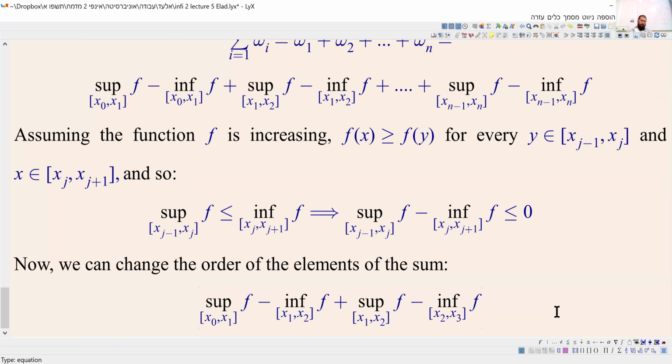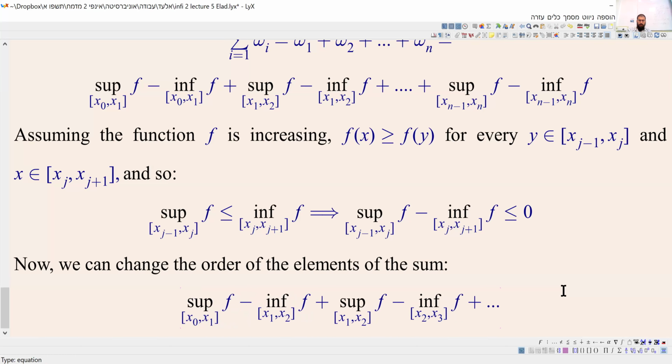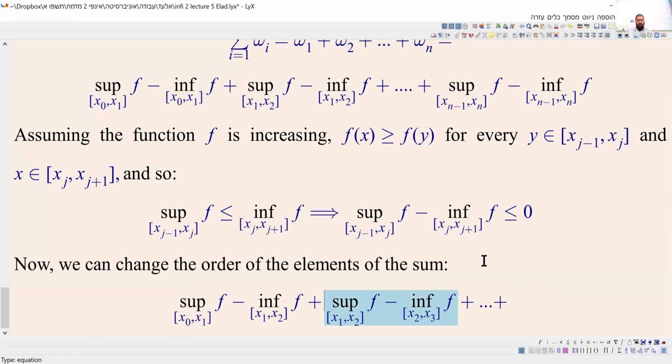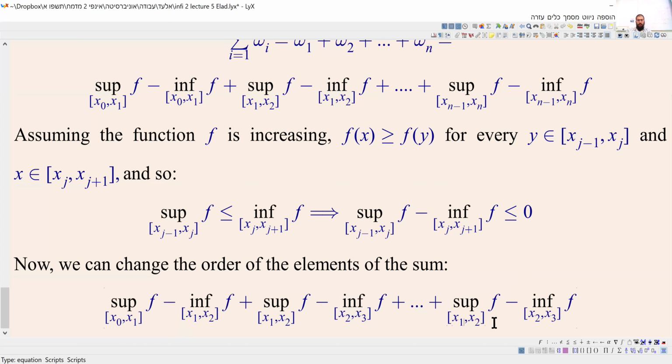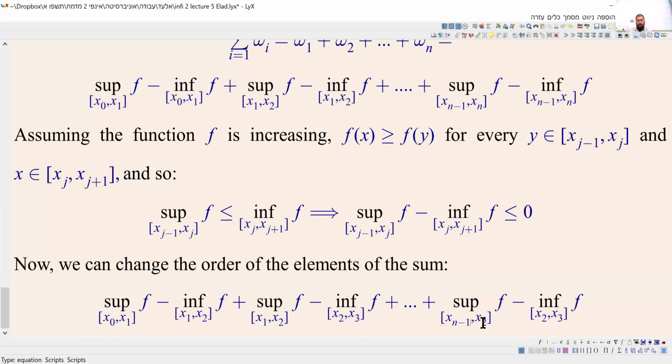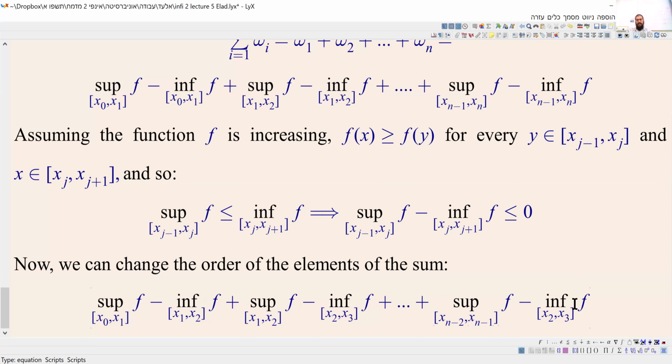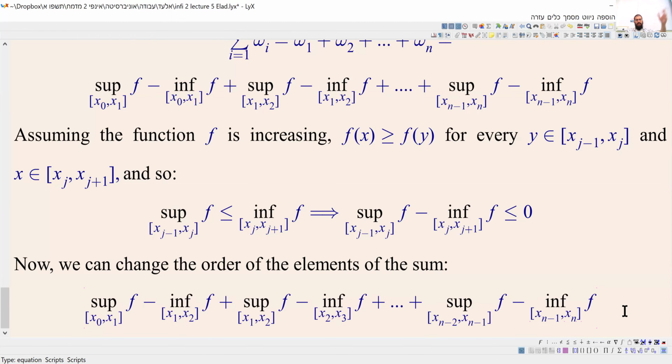But now we arrange the sum a bit differently. So every supremum will meet the infimum of the next segment. And as we explained, every such difference is negative, or at least not positive. So we can move on and have the sup of x n minus 2, x n minus 1, before the last segment, and the infimum of x n minus 1 and x n, the last infimum.